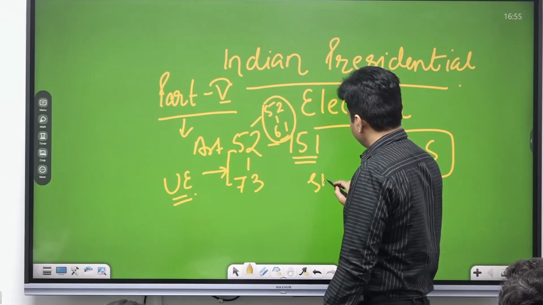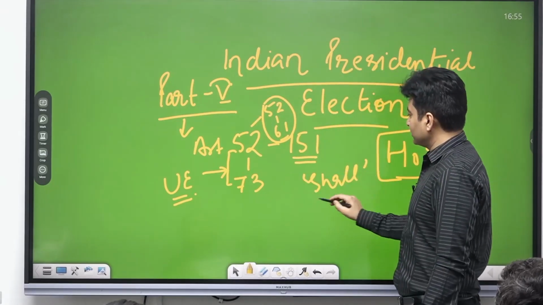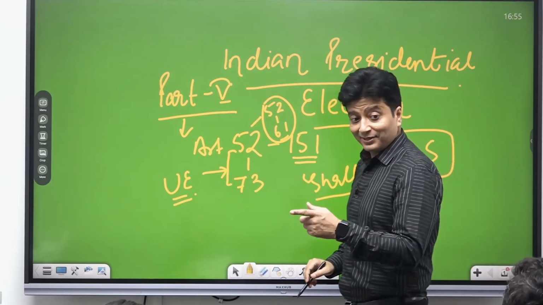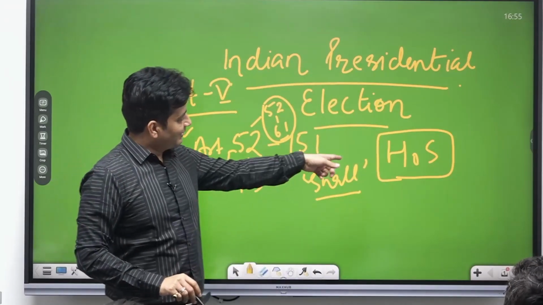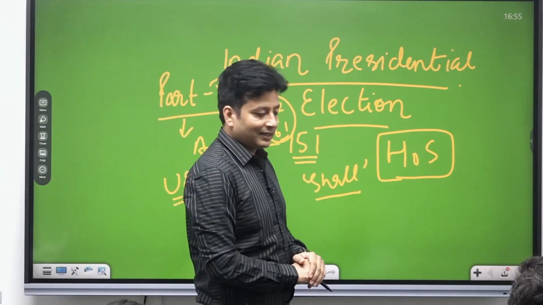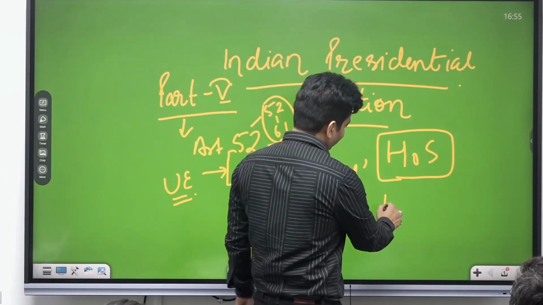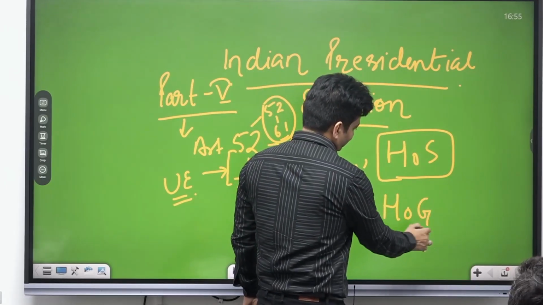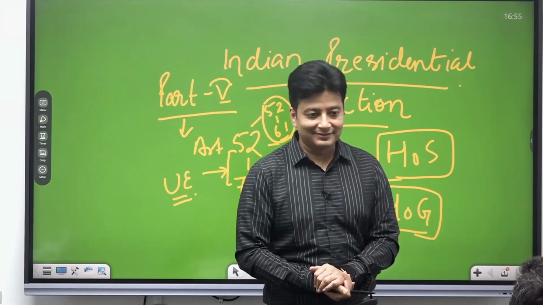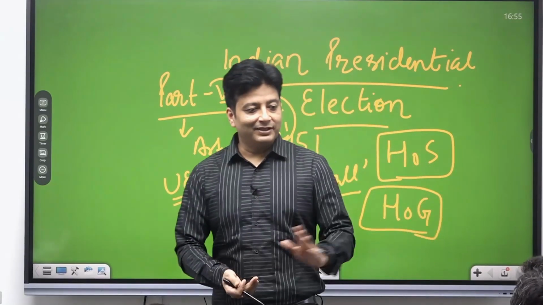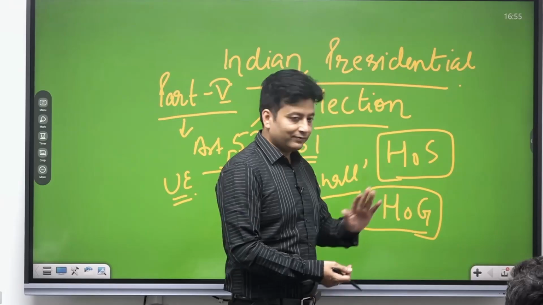And this is the word shall. We are not using the word will. There shall means certainty, grammar wise. Okay. And he will be head of the state. But is he head of the government? Answer is negative. Right? He will be head of the state, but he will not be head of the government.